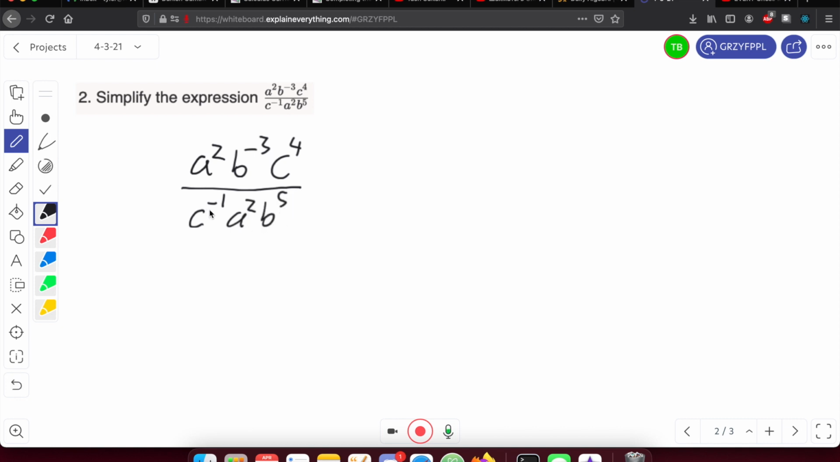So, for example, here we have a negative 1. So we're going to rewrite this as a squared times c to the 1, right? We're just going to flip it into the numerator. We have a b to the negative third, so we're going to flip that into the denominator. We'll rewrite this as, we have an a squared here, so we'll write that first, and then b cubed, this term just drops down to the denominator. We have a c to the fourth here, and a b to the fifth here.